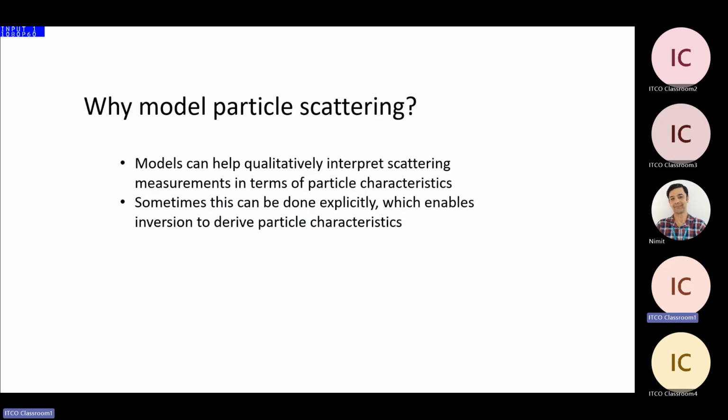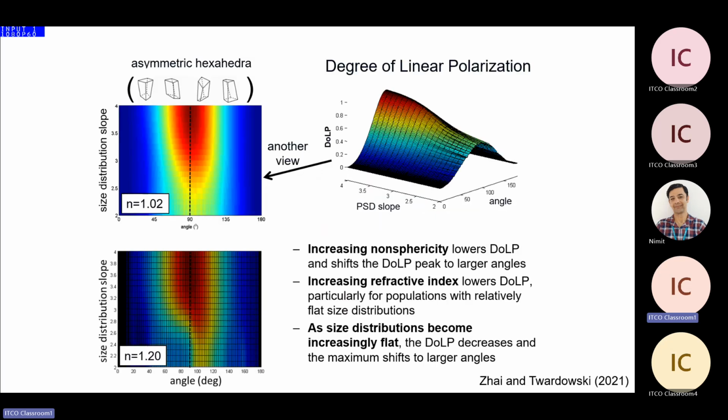So why do the modeling? So you can help qualitatively interpret the measurements that you're making. And if you can really come up with a good explicit model, then you can actually invert it to derive the particle characteristics. This is an example of that.